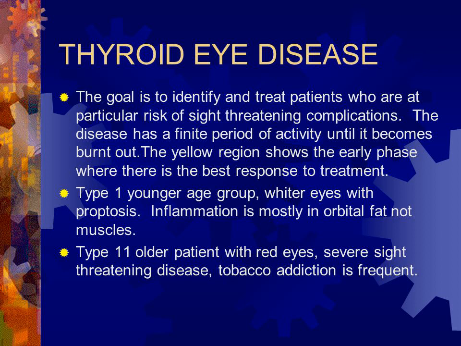Type 1: younger age group, wider eyes with proptosis. Inflammation is mostly in orbital fat, not muscles. Type 2: older patient with red eyes, severe sight-threatening disease; tobacco addiction is frequent.